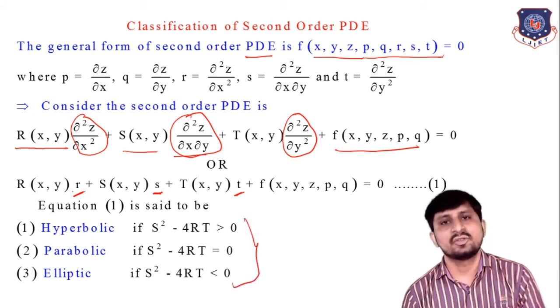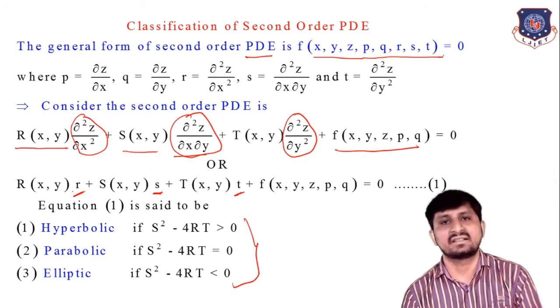That means suppose you have a second order partial differential equation, and suppose you want to check the classification of that second order PDE. For that you have to remember all these formulas. If the value of s square minus 4rt is greater than 0, then it's hyperbolic. If the value of s square minus 4rt is equal to 0, then it's called a parabolic partial differential equation. And if s square minus 4rt is less than 0, then we can say that your partial differential equation is elliptic.